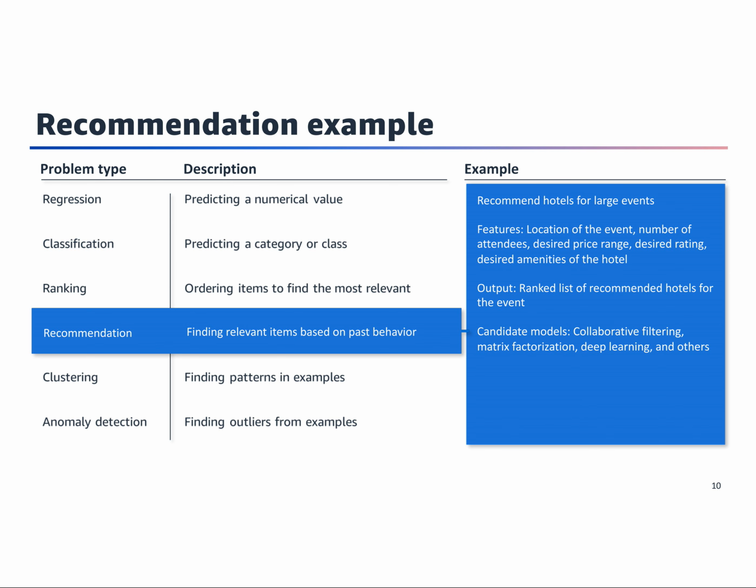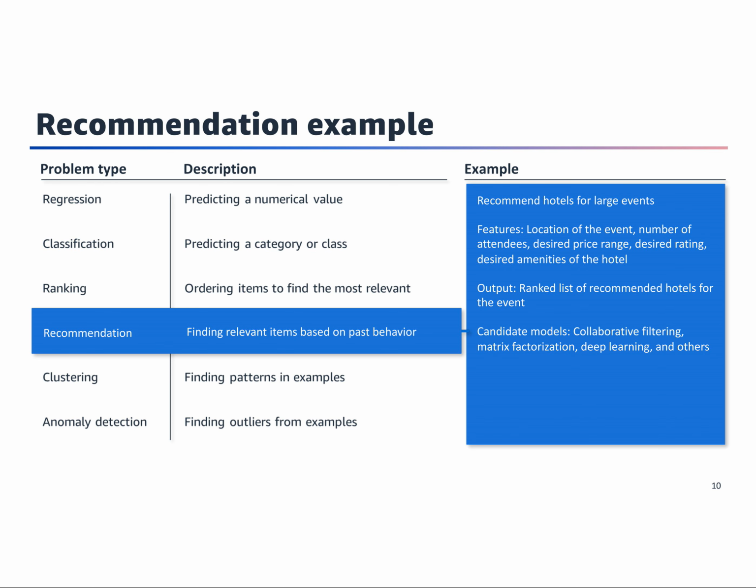In this example, the problem is to recommend hotels for large events. The input includes the location of the event, size of the event, number of attendees, desired price range of the hotels, desired rating of the hotels, and desired amenities of the hotels, such as a swimming pool or conference rooms. The output is a ranked list of recommended hotels for the event. In this recommendation problem, the input features are various characteristics of the event and the desired characteristics of the hotels.